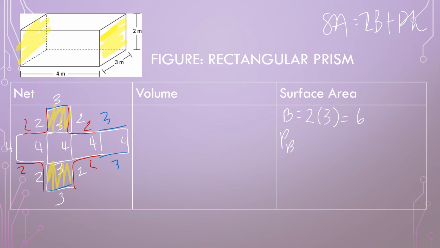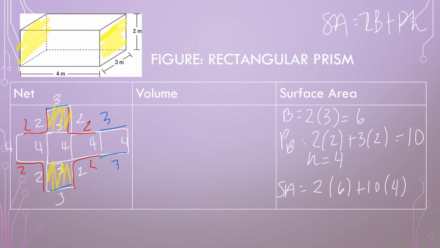The perimeter of his base is 2 times 2 plus 3 times 2 because you have two sides that are the same. I multiply and add those together, I get 10, and then the height of this figure is 4. So plug that all in, you get 2 times 6 plus 10 times 4, and you have 12 plus 40, which is 52 meters squared.